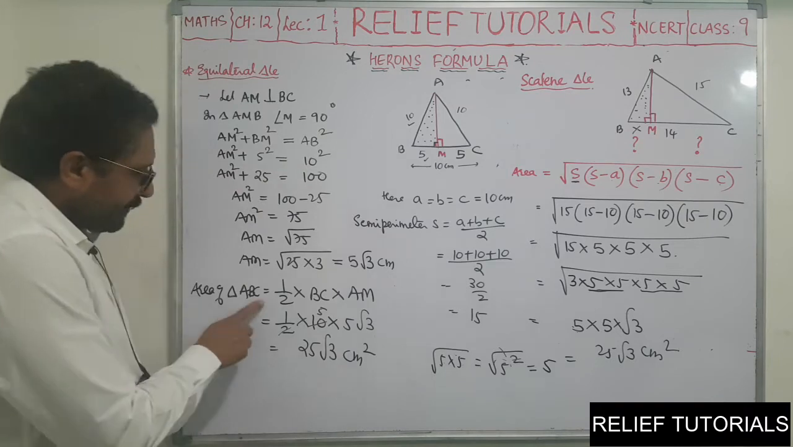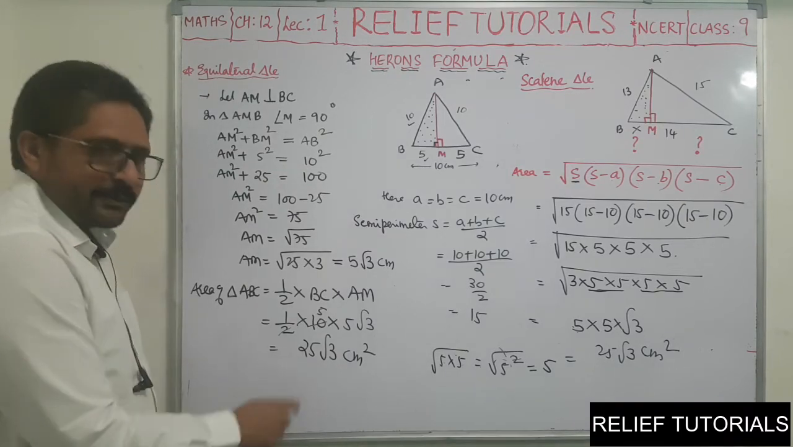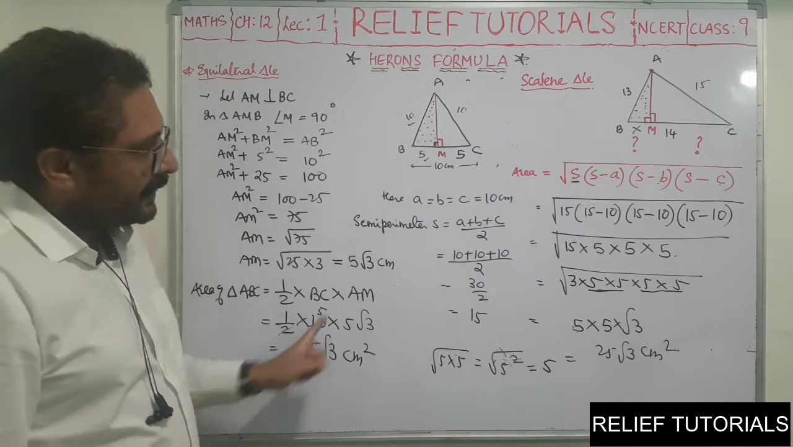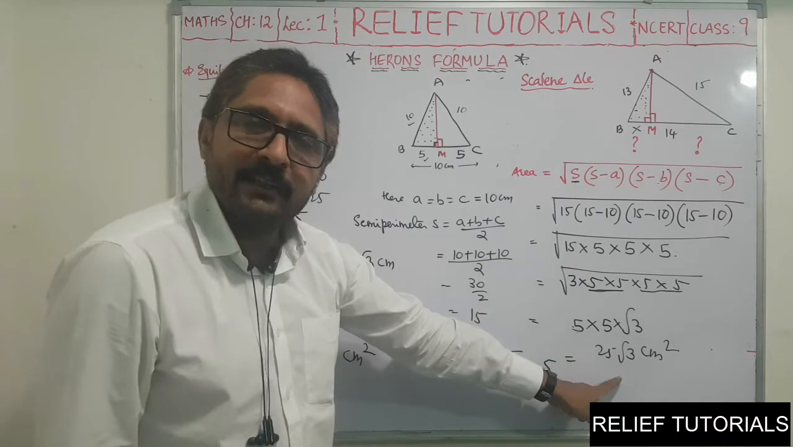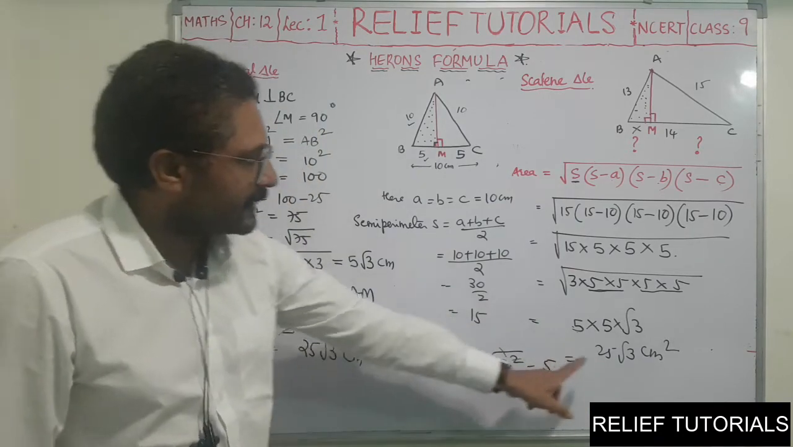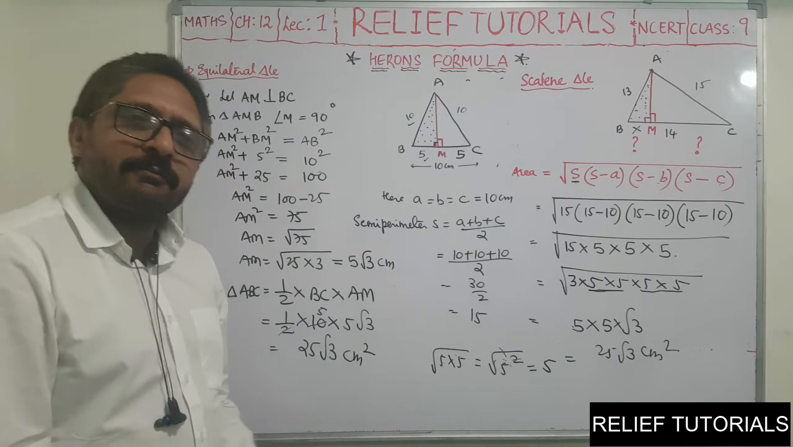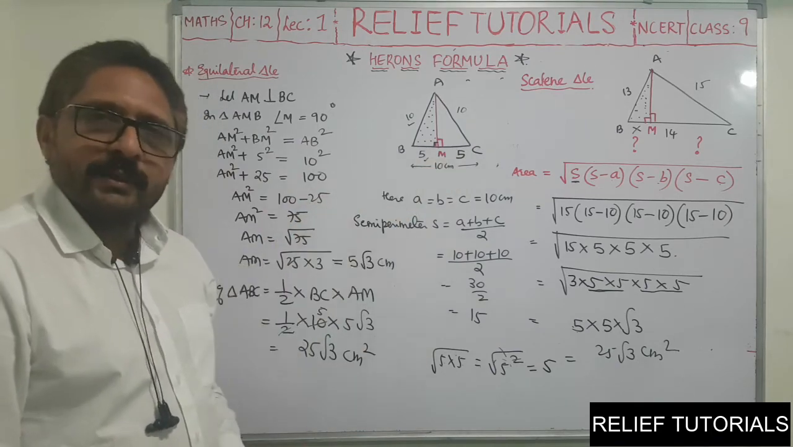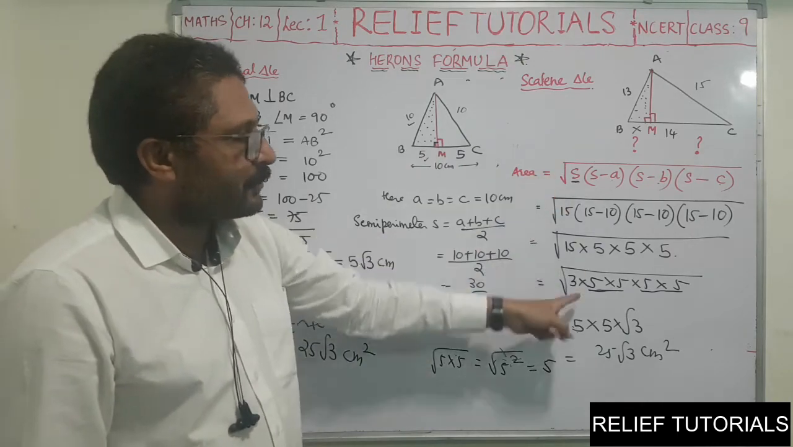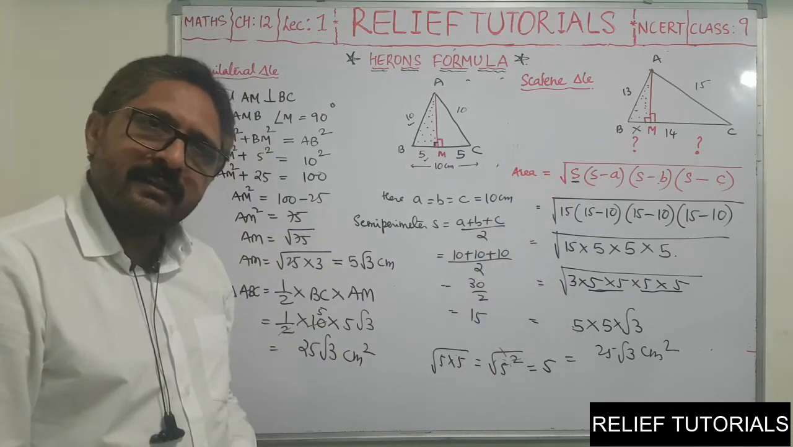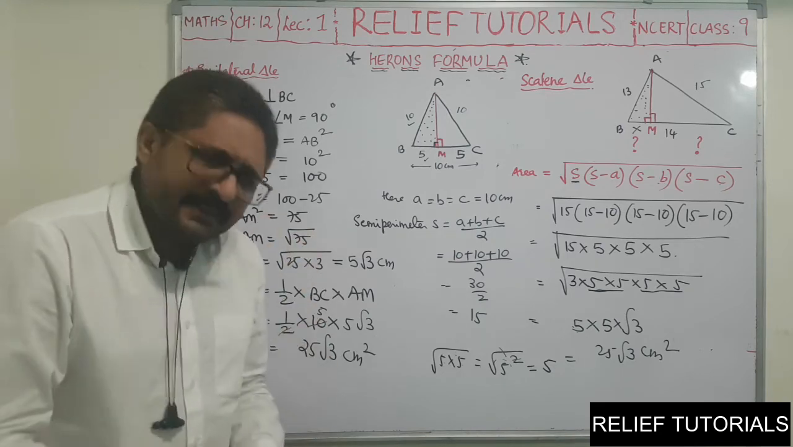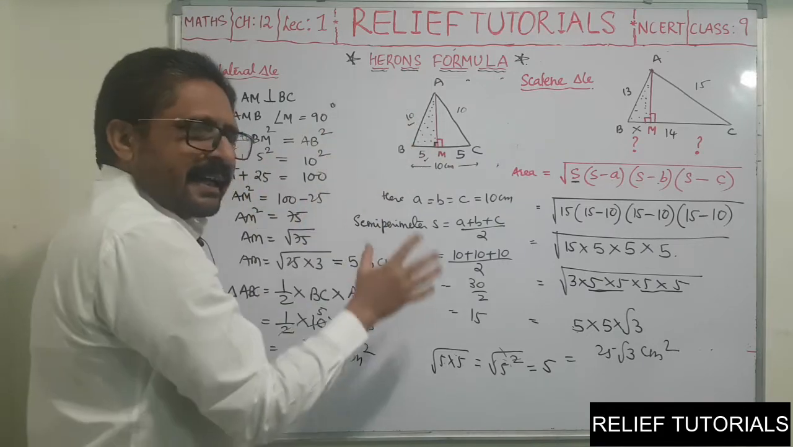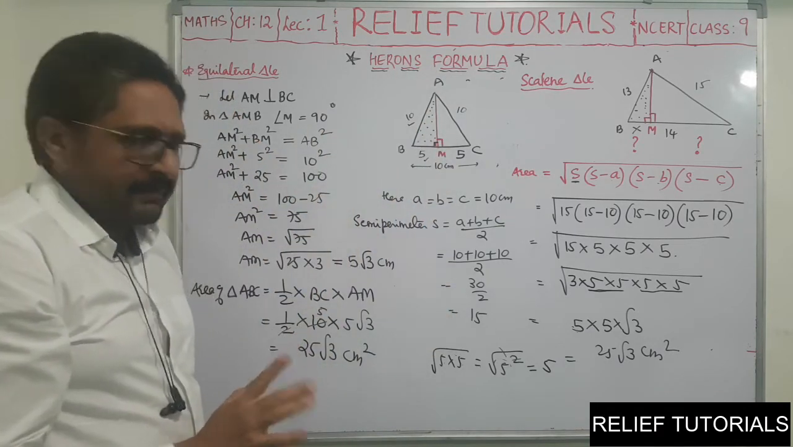See here, area of triangle was 25 root 3 centimeter square. By finding altitude, we have found the area. Here by using Heron's formula, we found the area 25 root 3 centimeter square. Both are same. Similarly, you can find area of isosceles triangle. We have done previously, it was 12 centimeter square. Same by using Heron's formula, you can find the area of isosceles triangle. So in short, when measure of three sides is given, in case of equilateral and isosceles, you can find altitude and you can find the area.